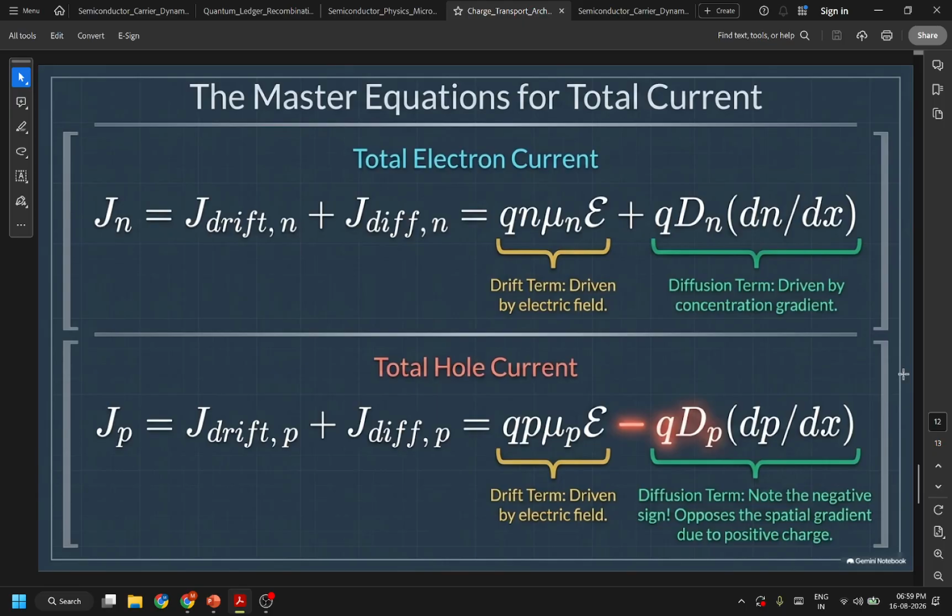So the total current is given as drift plus diffusion. The total electron current is J_n equals J drift n plus J diffusion n, which is q n mu_n E plus q D_n dn/dx. Similarly for holes, J_p equals J drift p plus J diffusion p, which is q p mu_p E minus q D_p dp/dx. So in electrons it is plus q D_n dn/dx, here it is minus q D_p dp/dx.